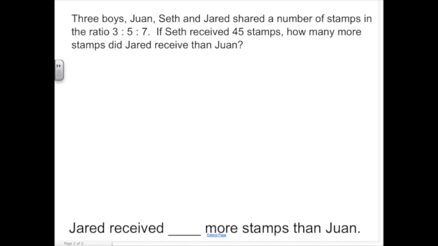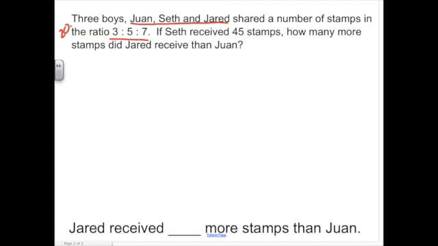Okay, let's take a look at our next slide here. Okay, and this is problem 20. So 3 boys, Juan, Seth, and Jared, shared a number of stamps in the ratio 3 to 5 to 7. If Seth received 45 stamps, how many more stamps did Jared receive than Juan? Well, I know that I have a ratio here, 3 to 5 to 7. And our ratio is given in the order that they list the boys. So this means that Juan is 3, Seth is 5, and Jared will be 7 parts.